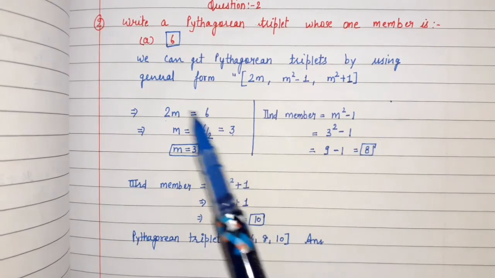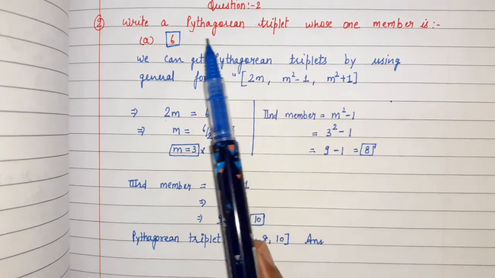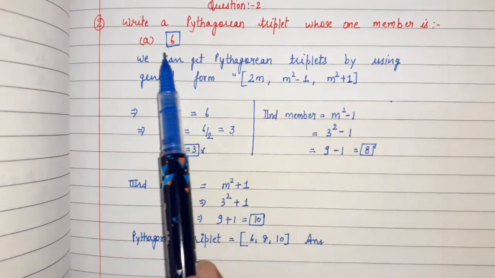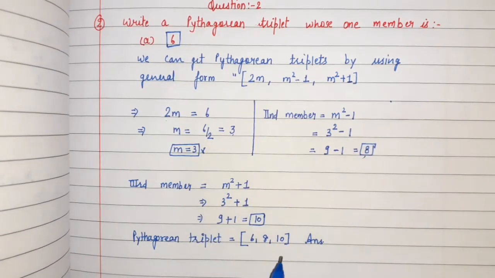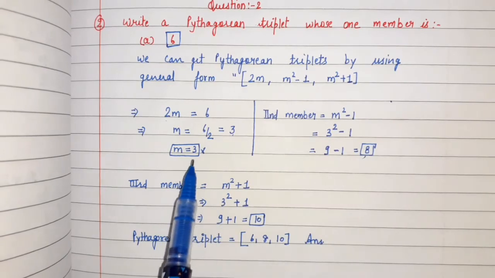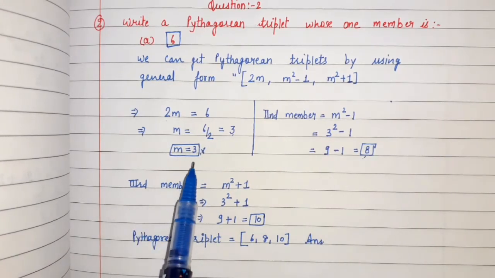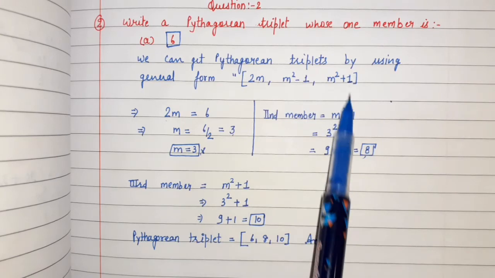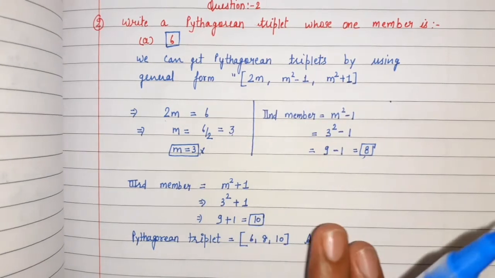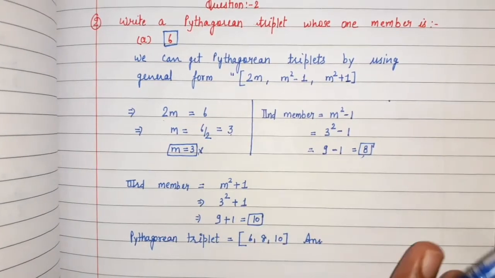So these are our final Pythagorean members. So the answer is 6, 8 and 10. This is not our answer. We will use the value of m only for finding the other values. Now move to the question number 2.